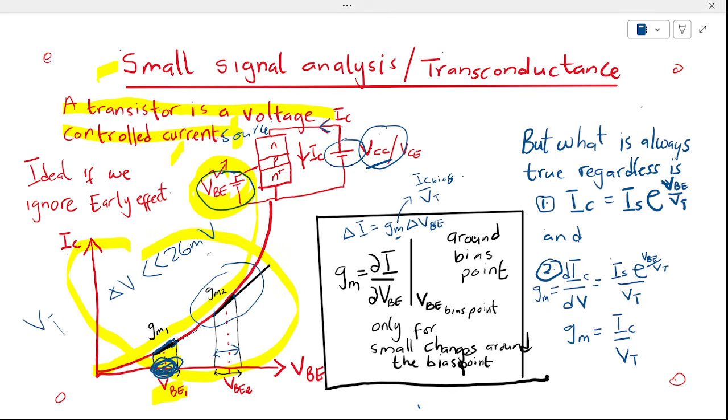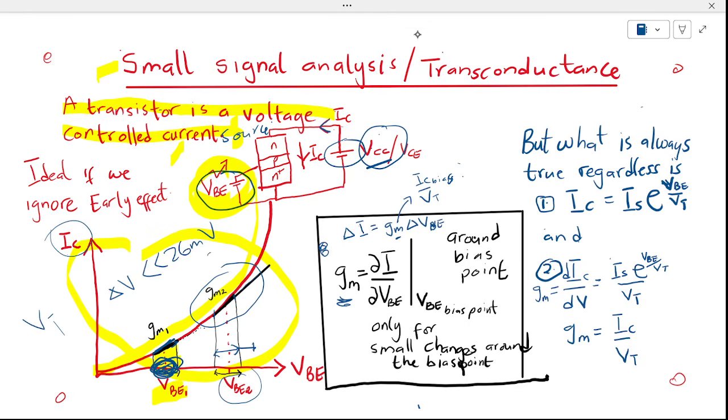But if the change became bigger, then it wouldn't make sense for me to linearize the characteristic between the voltage and the current. So it will no longer have that Ohm's law definition behavior. Okay, so that sends us to the definition of transconductance. And there are two definitions, one that works always and one that only works for small signals.